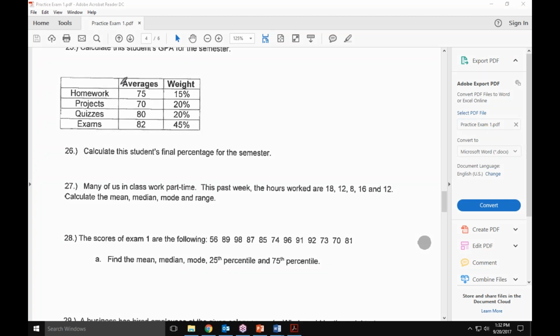All right, so now we're in the percents. And again, we want to come up with another column. Again, I always call it quality points because I'm lazy. That column is formed by multiplying our category average, which is found here, by our weights in percents. So for the homework, you're going to take your 75. 15% is 0.15 as a decimal.